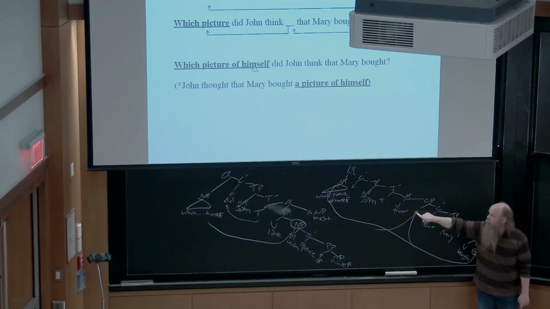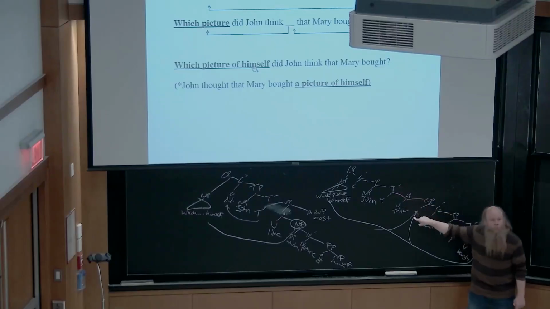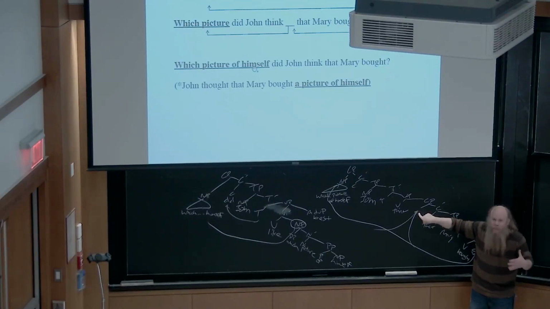well, then John c-commands himself when which picture of himself is here, right? This is inside this T-bar, John's sister. Yeah, it's dominated by all the same nodes that dominate John, and it's not contained in any TP that excludes John. Remember our conditions on how far away things can be and still bind say that anaphors need to have binders that are contained in all the TPs that contain them, right, that aren't excluded by any TPs.